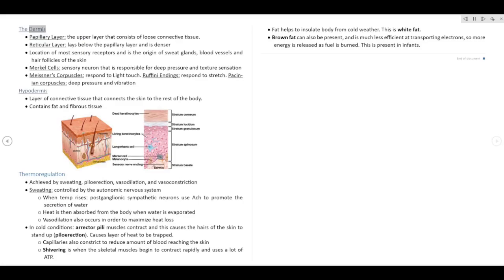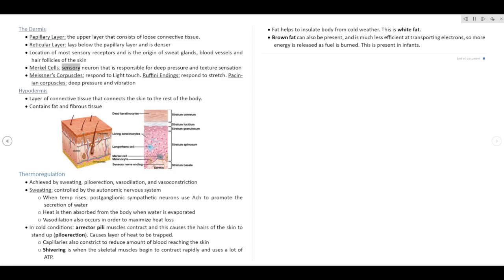The dermis. Papillary layer, the upper layer that consists of loose connective tissue. Reticular layer, lies below the papillary layer and is denser. Location of most sensory receptors and is the origin of sweat glands, blood vessels, and hair follicles of the skin.